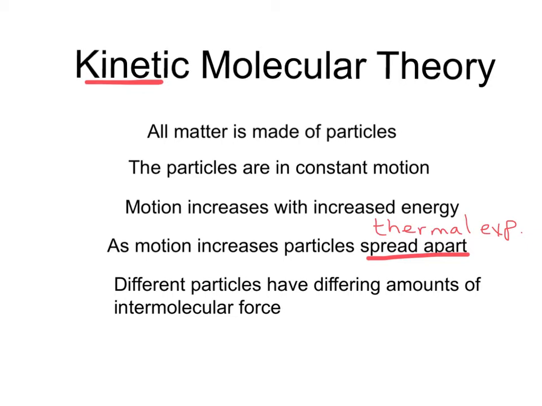And the last bit of the kinetic molecular theory is that different particles are made of different atoms, and different atoms, as we know, have different numbers of valence electrons, and all of this affects the degree to which they're attracted to each other. So if particles have a strong attraction for one another, then we say they have strong intermolecular forces, and that holds the pieces of that substance together.